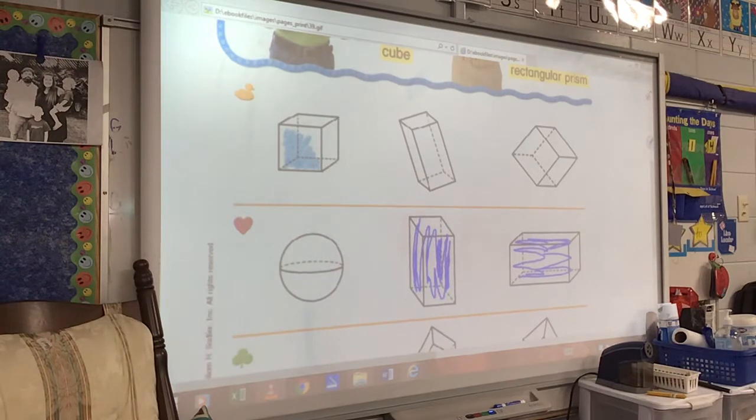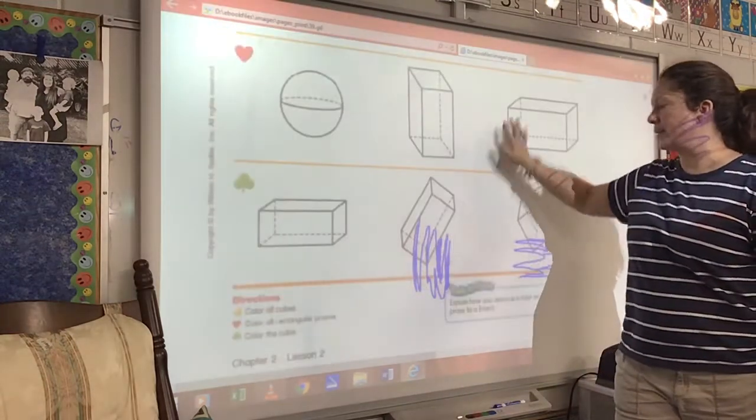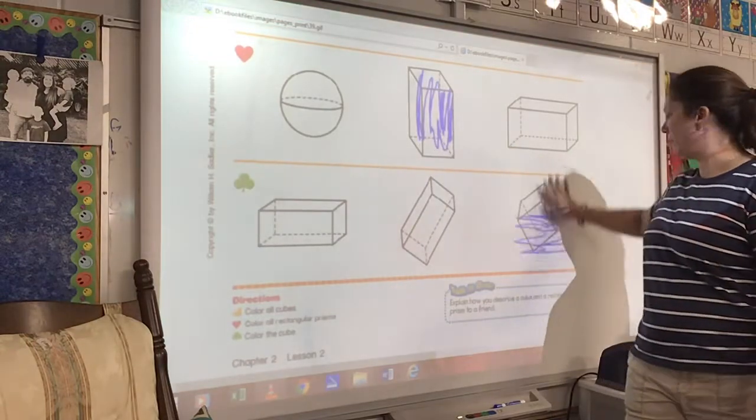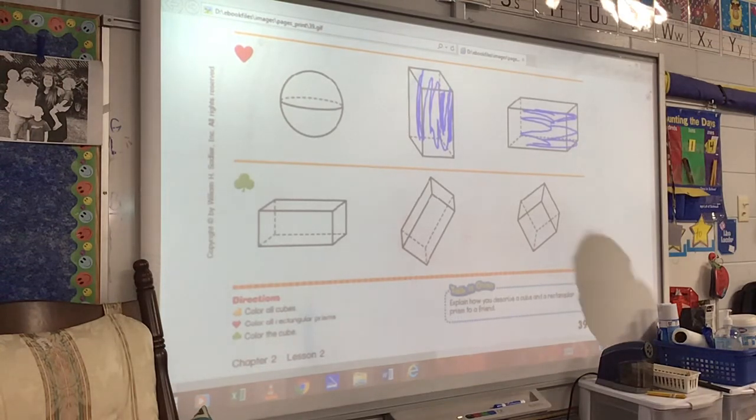Heart. Rectangular prisms. Alrighty. Let me move this up and then move my coloring up out of the way. The bottom row, the row with the clover. Are y'all ready for that? On the row with the clover.